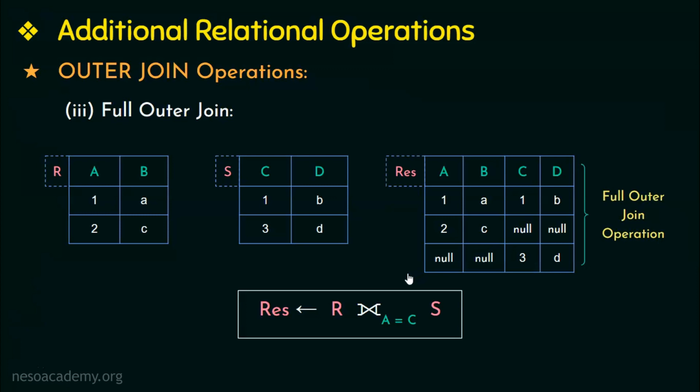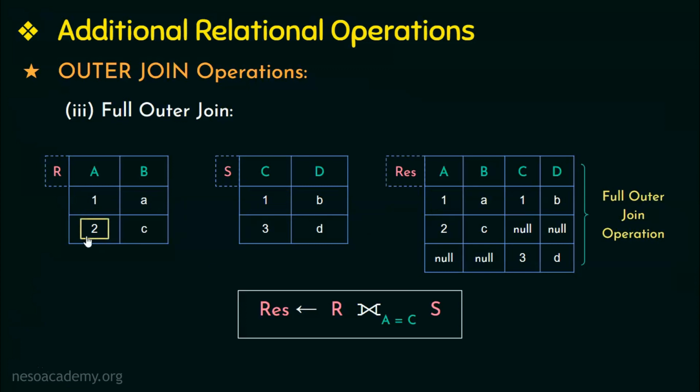We already mentioned that all the tuples from both the relations will be displayed in the result, and where the tuples do not match, it will be filled with null values. So here we see that the first tuple satisfies the given condition. Therefore, both those tuples from relation R and relation S will be displayed in the result.